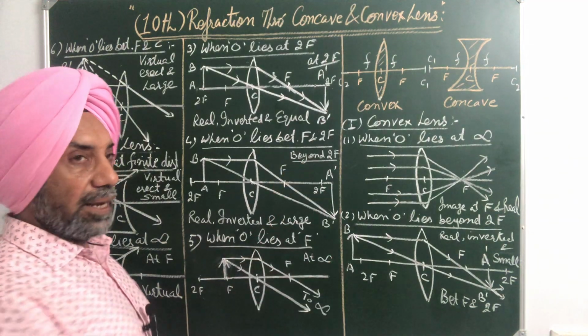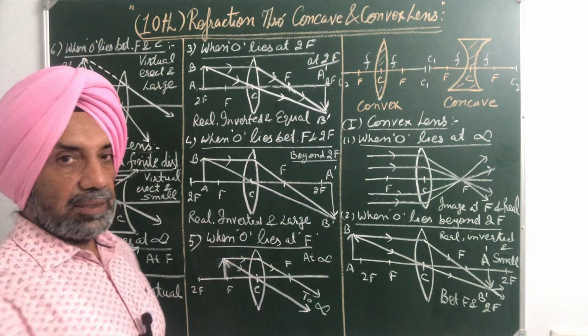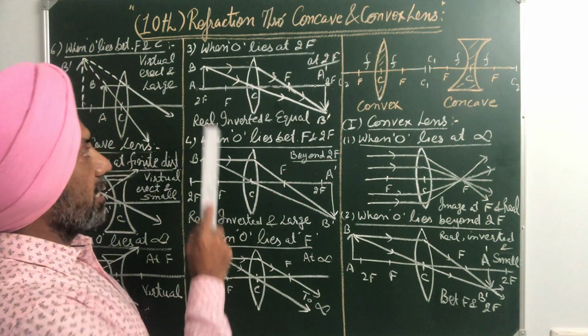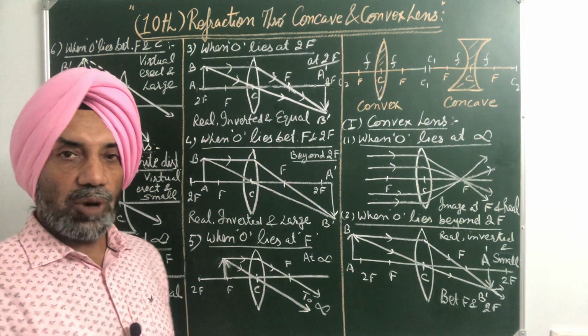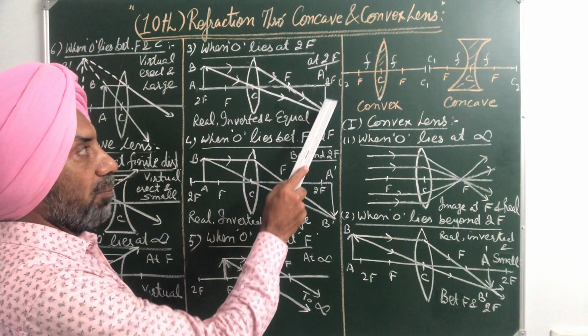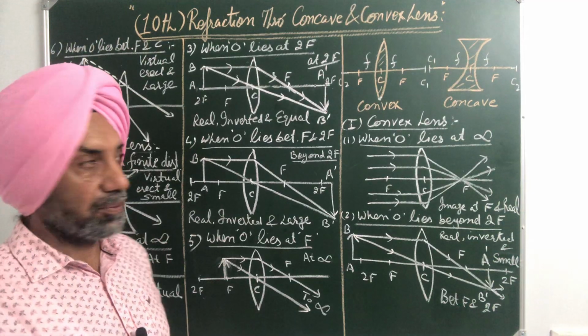Moreover, image is real again, inverted again, but of equal size. Now when object lies at 2f, image formed is real, inverted and of equal size, and position of the image is at 2f.